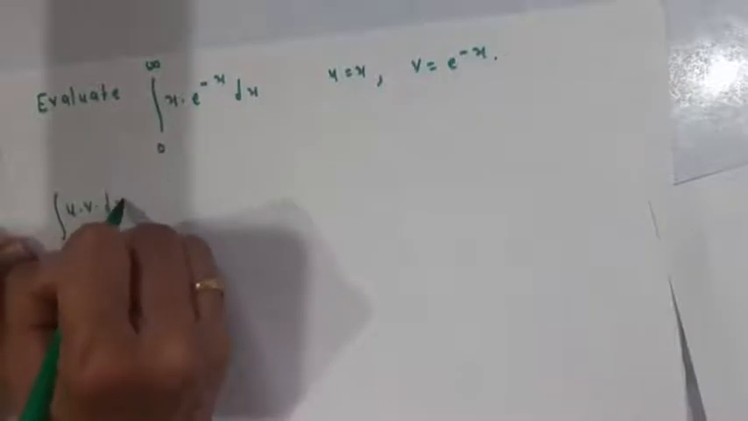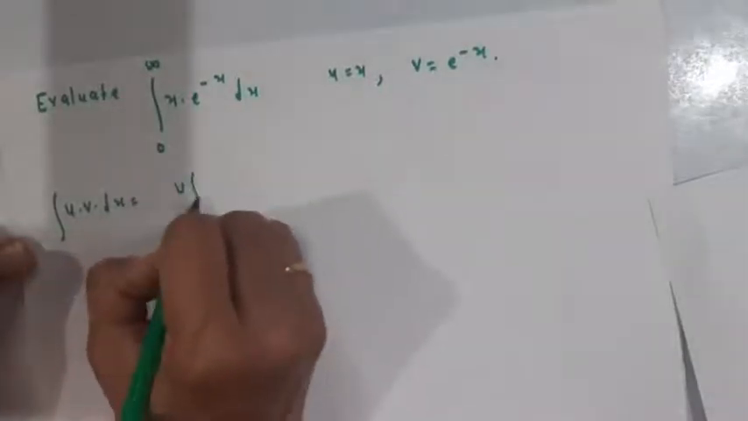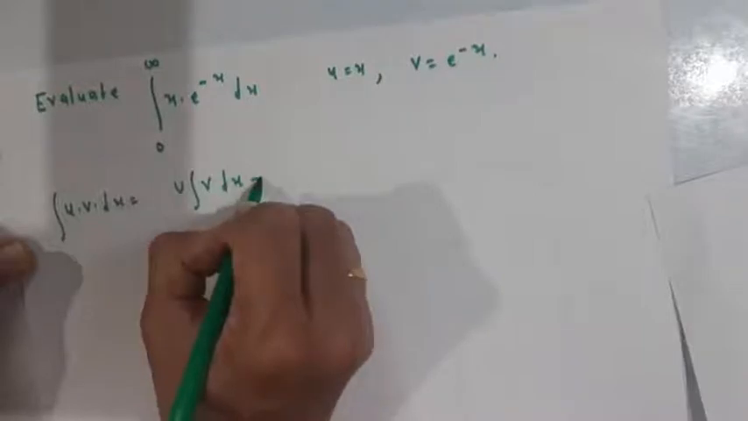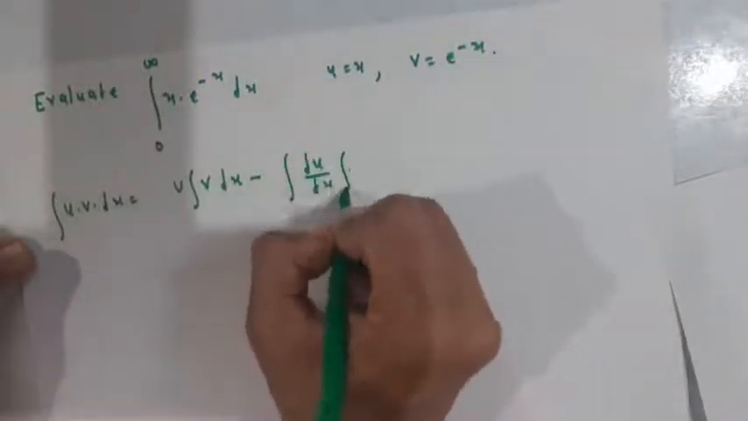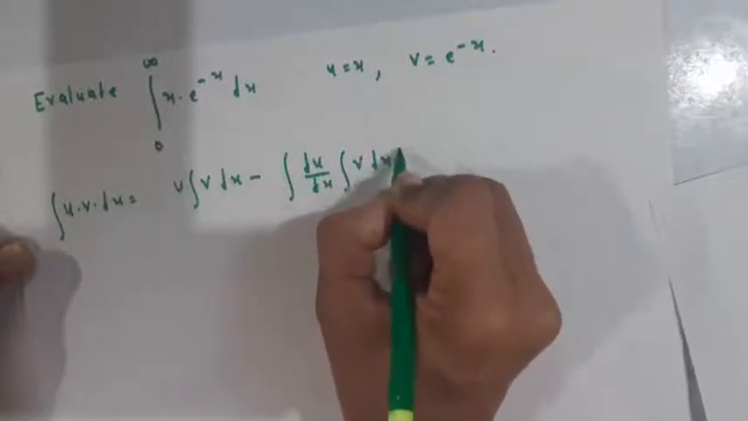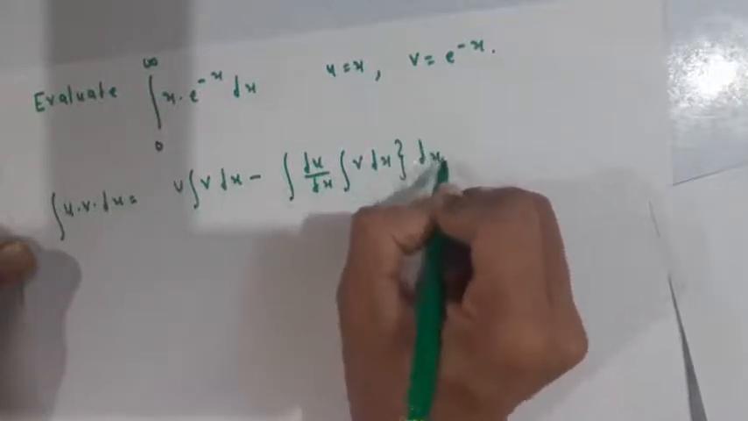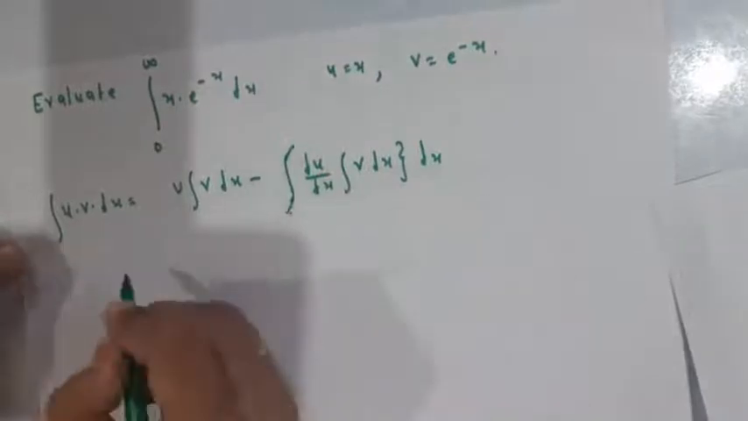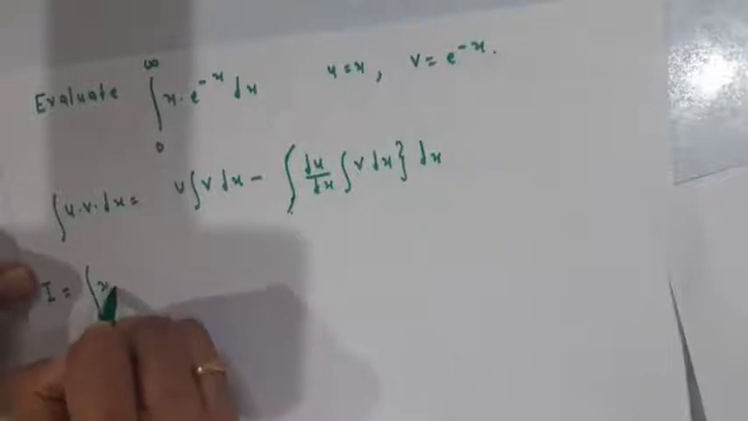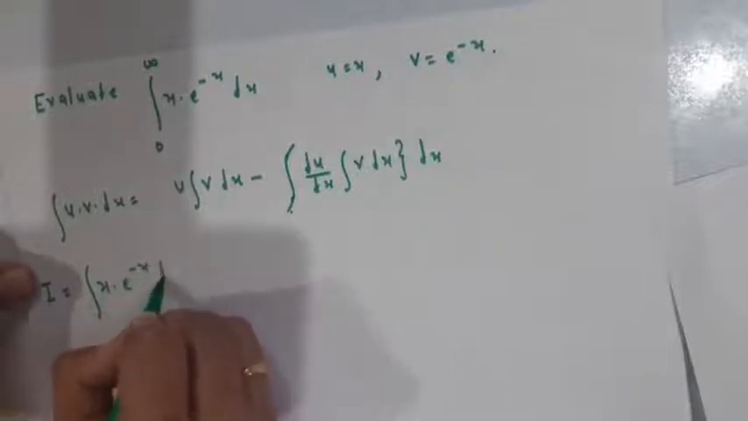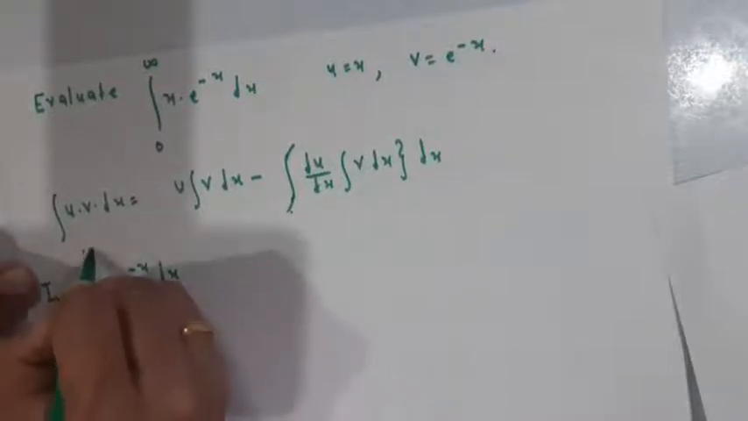Now you know the formula, that is integration of u into v with respect to x equal to u integration of v with respect to x minus differentiation of u with respect to x integration of v with respect to x and whole integration with respect to x. So let I equal to integration of x into e raised to minus x with respect to x, 0 to infinity.